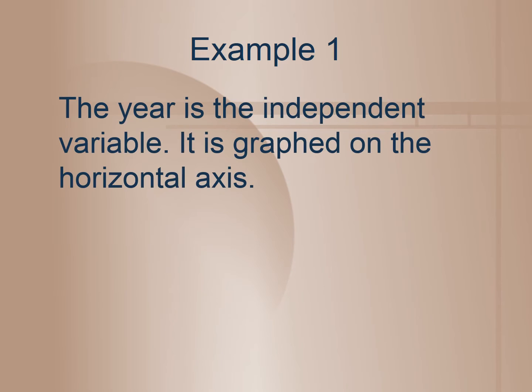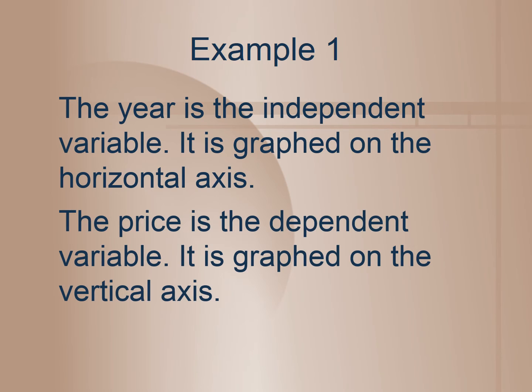So what I'm going to go ahead and do now is look at Example 1 in your textbook on page 201. We're looking at postage, the price of postage stamps, okay? They give us a table with years and the cost of a stamp in cents, right? So the year is unaffected by the price. So the year is independent, or your x, and that means it's on the horizontal axis. And the price depends on the year, so that's going to be the dependent variable. It's going to be graphed on the y-axis or the vertical axis.